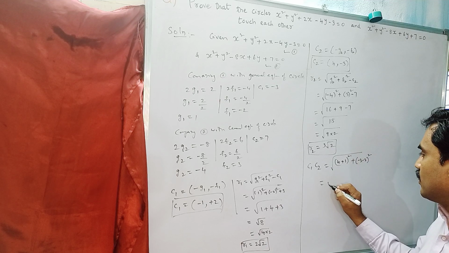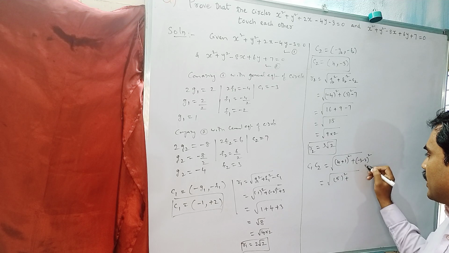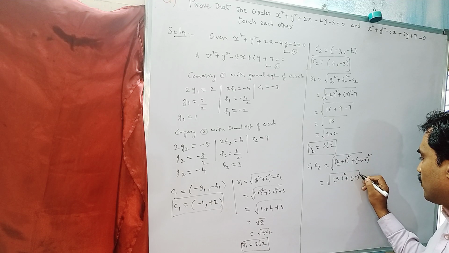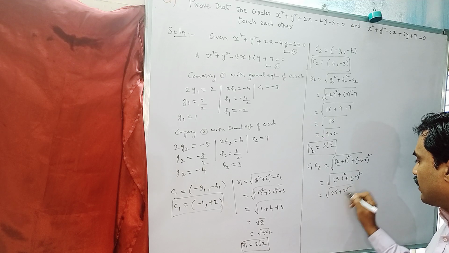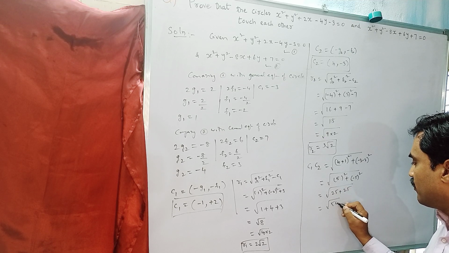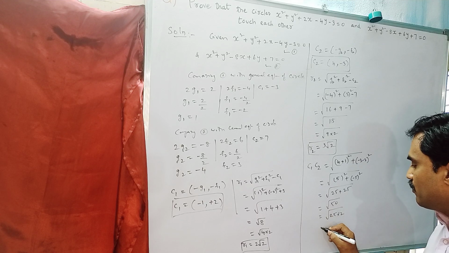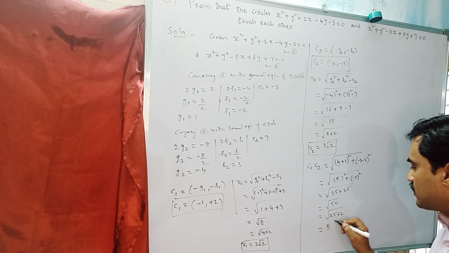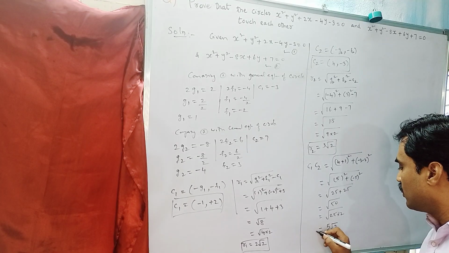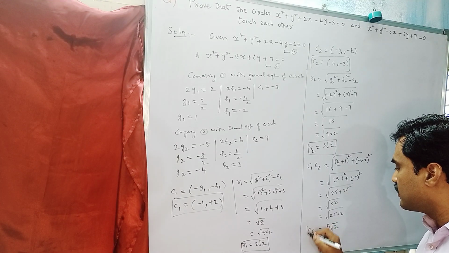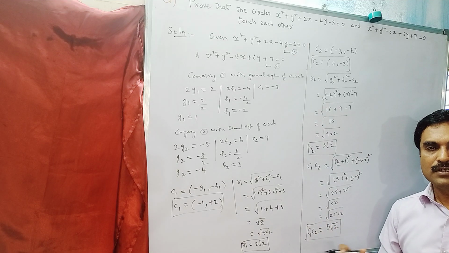So this will be, 4 plus 1, what is 4 plus 1? 5 square, again minus 3 minus 2 is minus 5 whole square. So you will get 25 plus 25. What is that? Root 50. You can write as 25 into 2. So what is 25 root 2? You can take, because 25 is 5 square. So you can write this as 5 root 2. So this is C1C2. So we got the distance between C1 and C2.